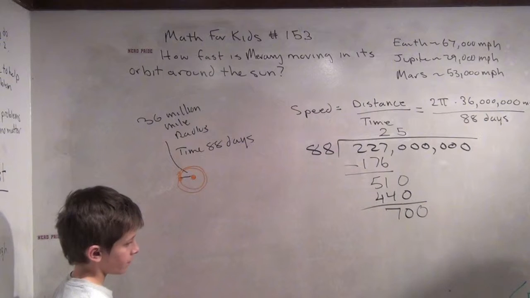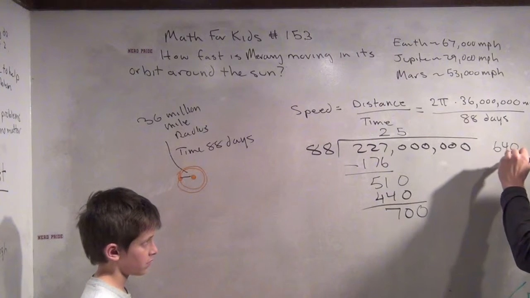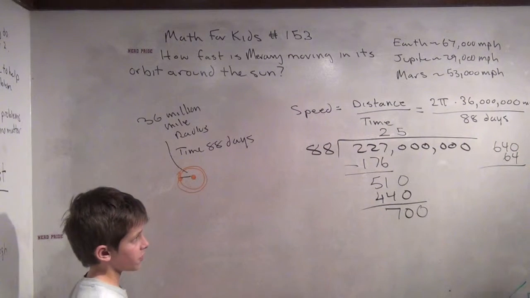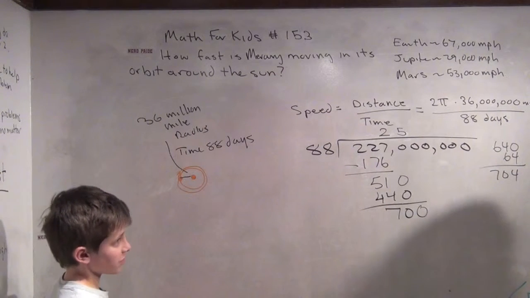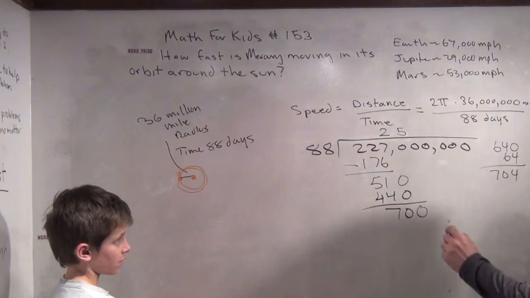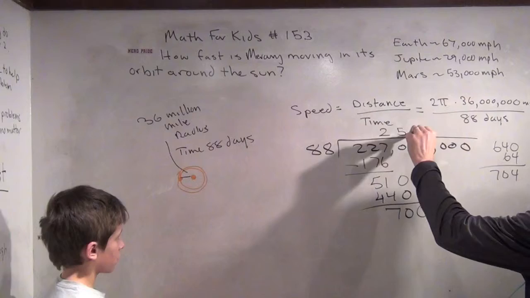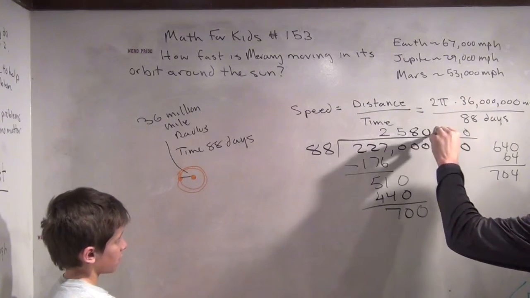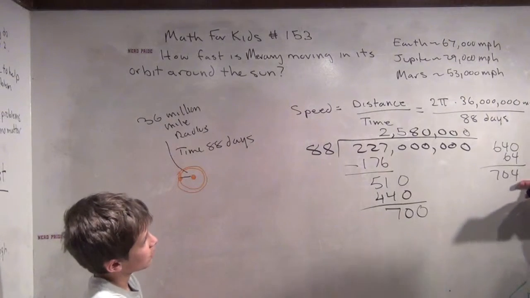How about 8? Okay. 8 times 88 is 640 plus 64, which is bigger. It's 704. Just too big. But you know what? That's really close. So since we're approximating, let's pretend it goes in exactly. Okay? So that's super close, right?